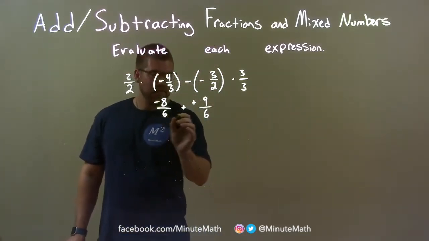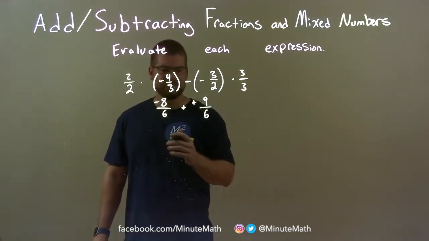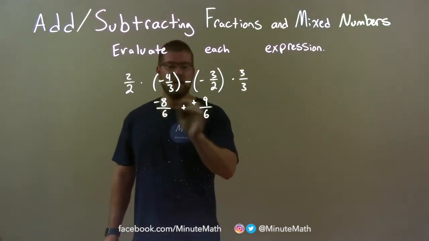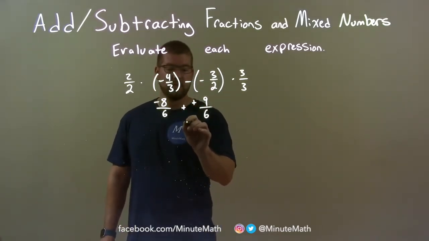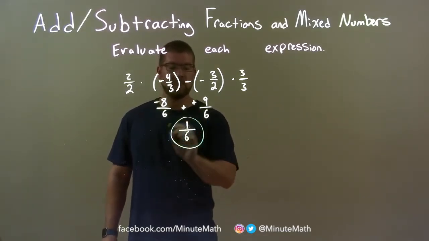Well, they have the same base now, which they're supposed to, right, by our little trick here. And so we just worry about the numerator. Negative 8 plus 9 is a positive 1, so we have 1 over 6 right here. And so our final answer is just 1/6.